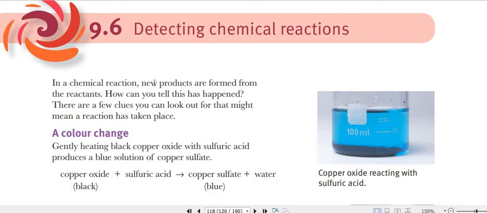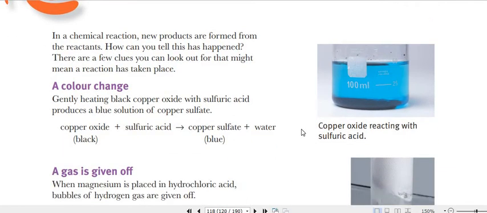Today your science class will be a revision class for the second exam. Okay, your material will start from this lesson, detecting chemical reactions. كيف بقدر أعرف إنه صار في عندي chemical reactions. We have many clues. أول وحدة, a color change.